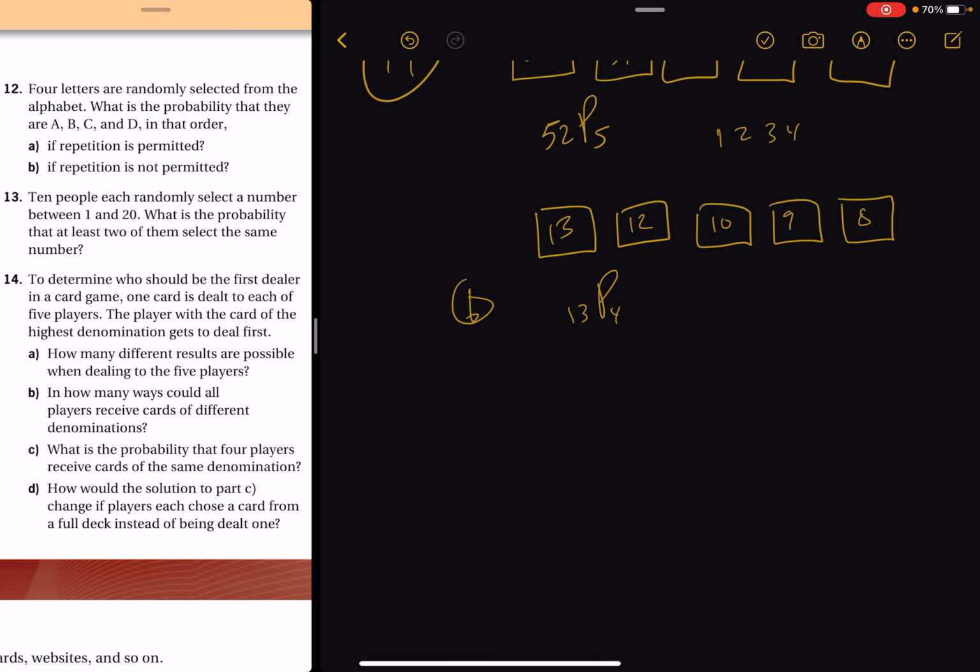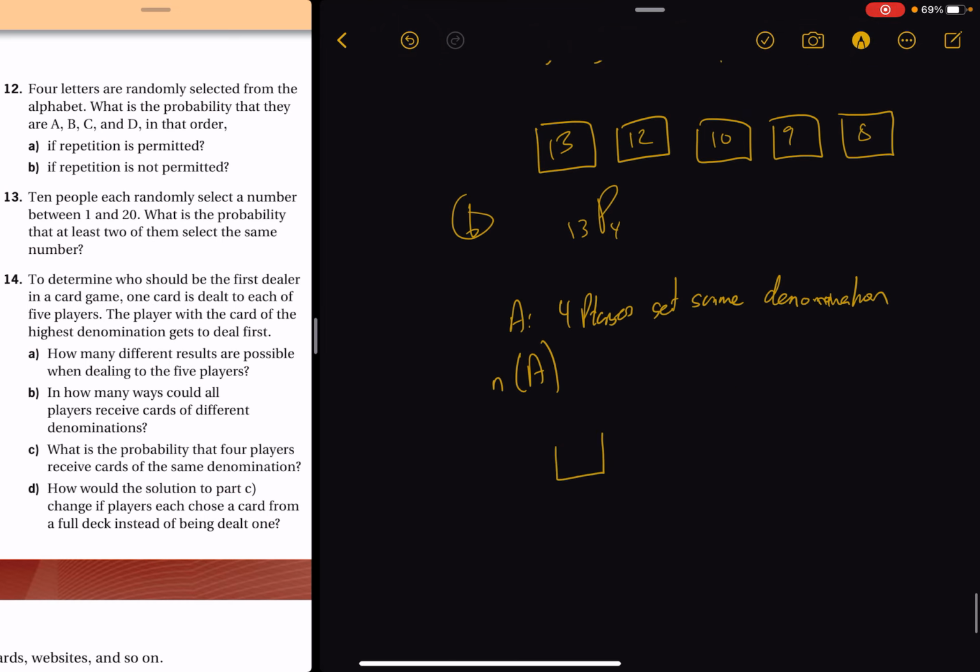What is the probability that 4 players receive cards of the same denomination? Oh my god, that 4 people receive cards of the same denomination? Okay, well, the probability of that happening, we have to find out A. A is 4 players get the same denomination. So how do you do that? Let's see. 4 players get the same denomination. Which 4 players? That's the question.